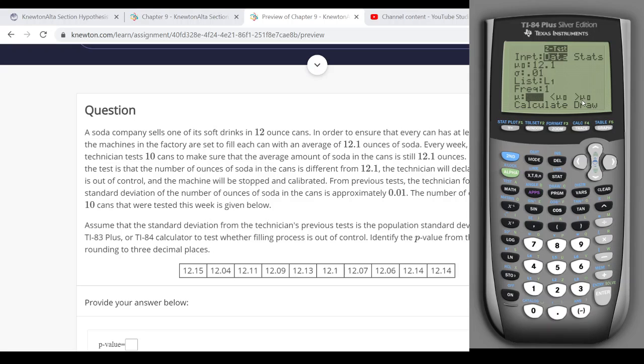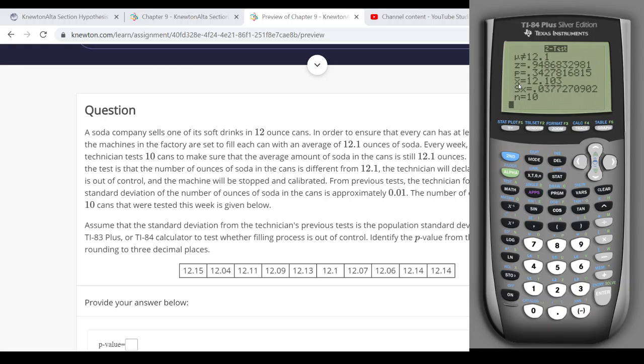And then what are we testing? Are we testing that the mean is not 12.1, less than 12.1, greater than 12.1? Well, this is another two-tailed test. Is it a two-tailed test, a left-tailed test, or a right-tailed test? It's a two-tailed test. We're testing to see if the average is different than 12.1 ounces. So I'll leave it flashing there and then calculate.